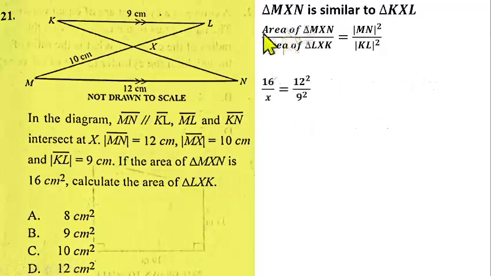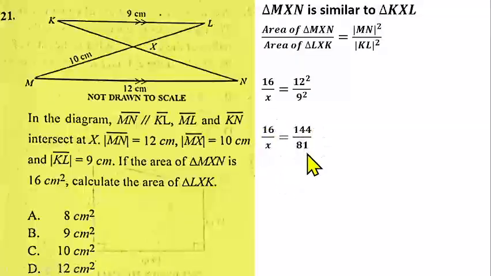So we know the area of this triangle MXN, which is 16 centimeters squared, given to us, over, let's call the area of this one you are looking for X for simplicity's sake, equals the side MN squared, that will give us 12 squared, over side KL squared, that will give us 9 squared. Then if we simplify further, we have 16 over X equals 144 over 81.